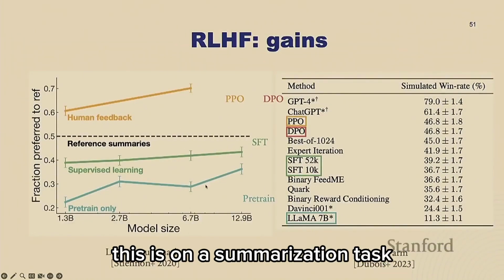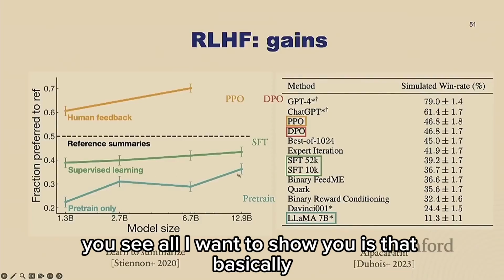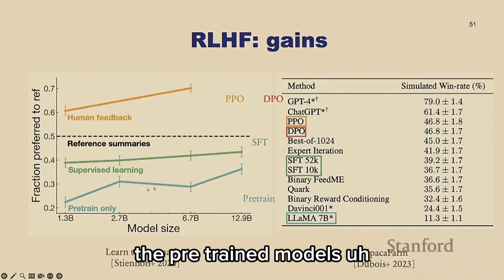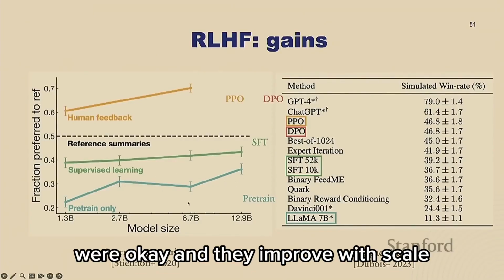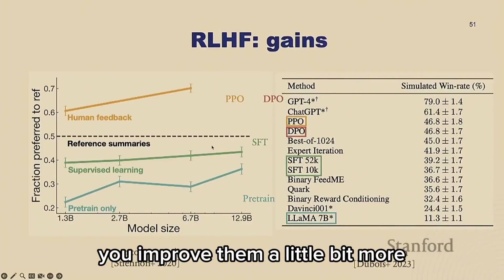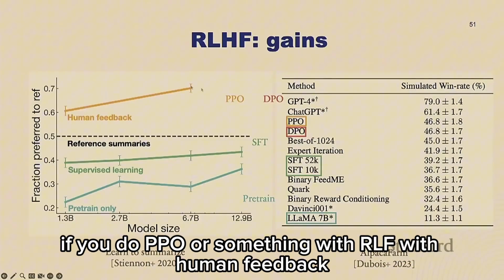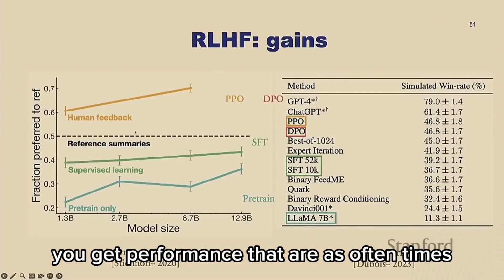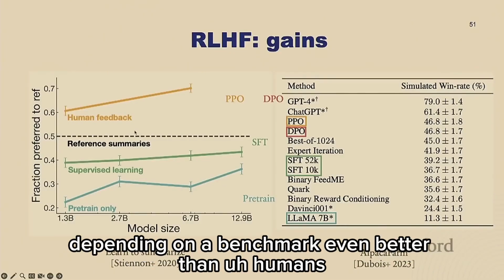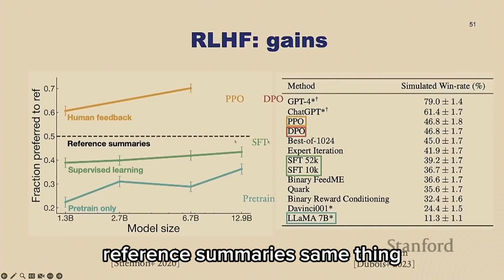Gains. So those are older papers on the left. Here, this is on a summarization task. All I want to show you is that basically the pre-trained models were okay, and they improve with scale. If you do supervised fine-tuning, you improve them a little bit more. If you do PPO or something with RLHF, with human feedback, you get performance that is oftentimes, depending on the benchmark, even better than humans. So this is the human reference summaries.